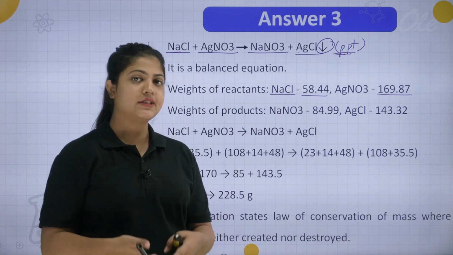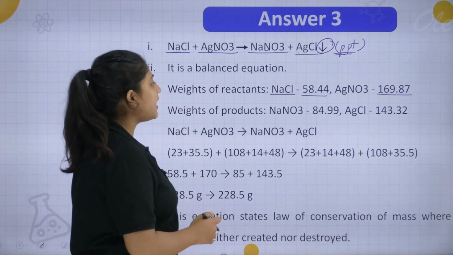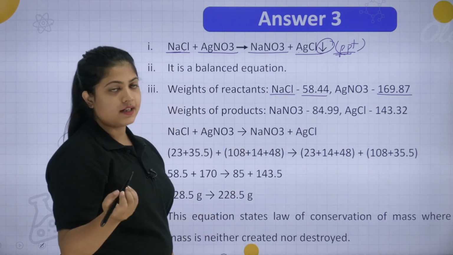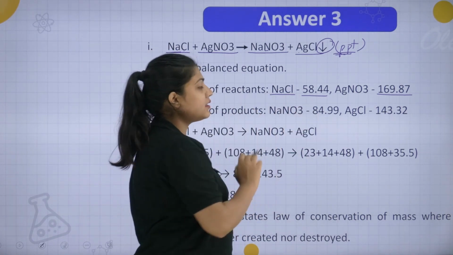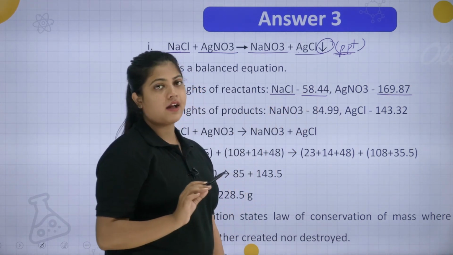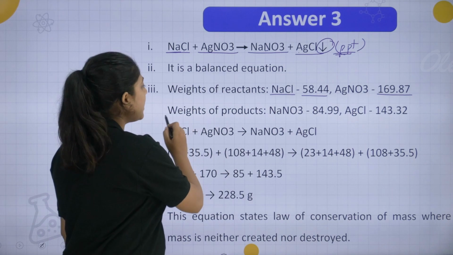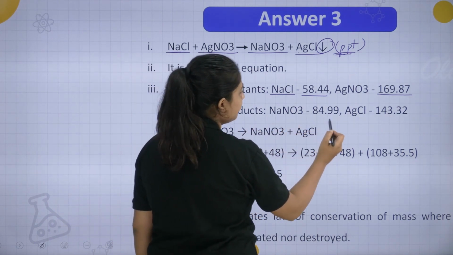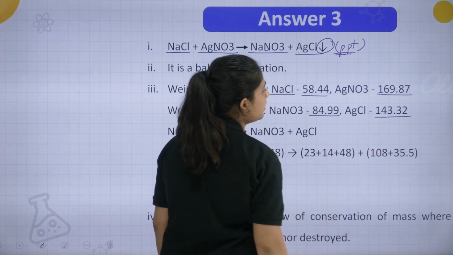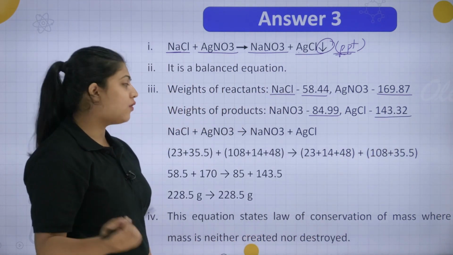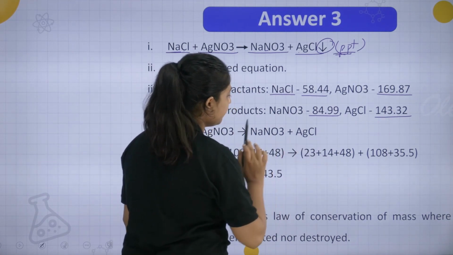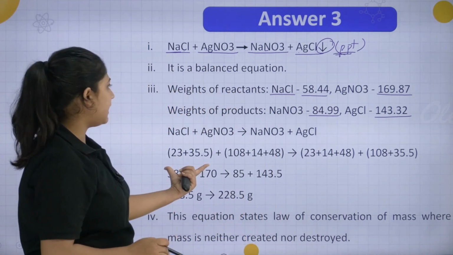We have already discussed this. I will give you the example for NaCl. You will add the mass of Na and Cl together to find out the mass here, okay. So you will add this and you can have this mass. Mass of products, NaNO3 84.99 and AgCl 143.32. When you add NaCl plus AgNO3 and NaNO3 plus AgCl, you will get this mass, right?